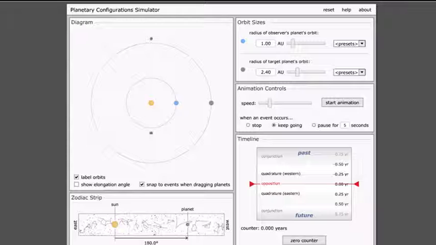This is another one of those wonderful animations from the University of Nebraska-Lincoln. It's a very elaborate animation. You can do lots of things with it.